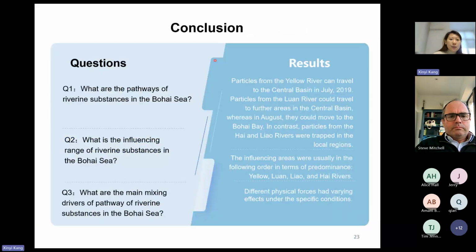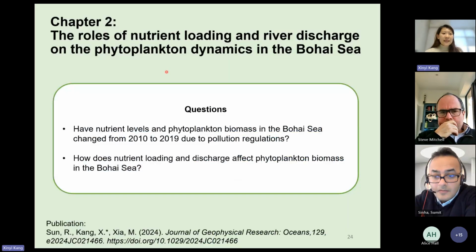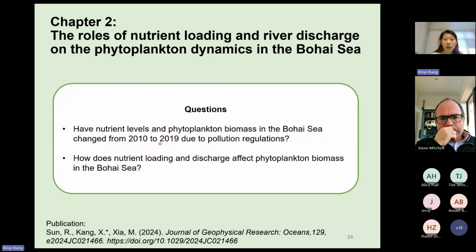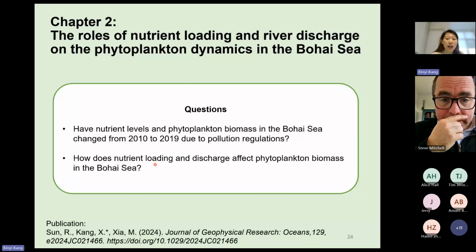And these are the brief conclusions for this chapter, and I will not go over them in detail. The second chapter focuses on phytoplankton dynamics, and we try to answer these 2 questions. Have the nutrient levels and phytoplankton dynamics in the Bohai Sea changed from 2010 to 2019 due to the pollution regulations? And how do nutrient loading and discharge affect phytoplankton biomass in the Bohai Sea?